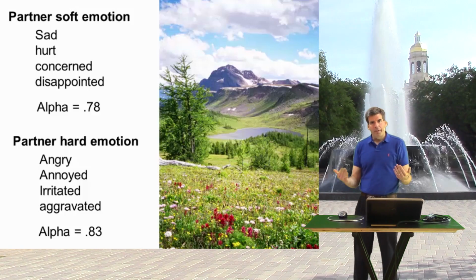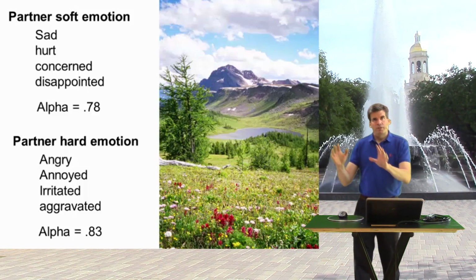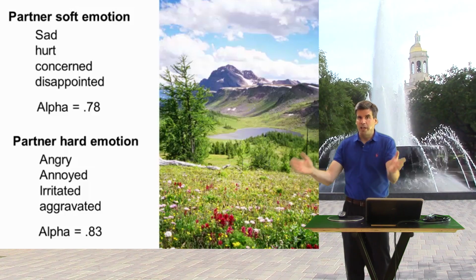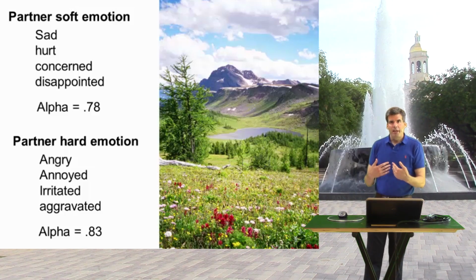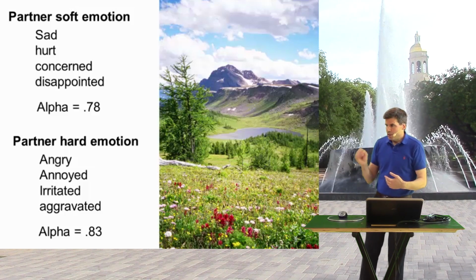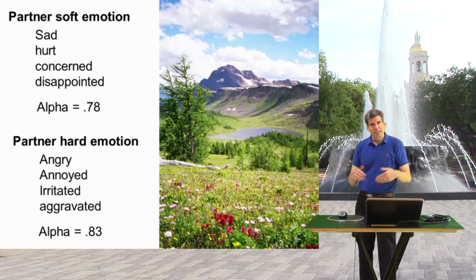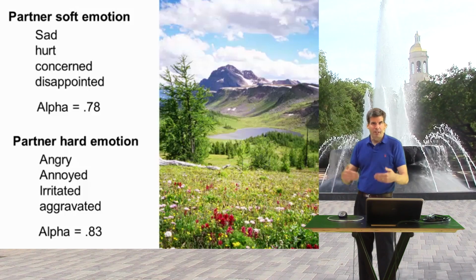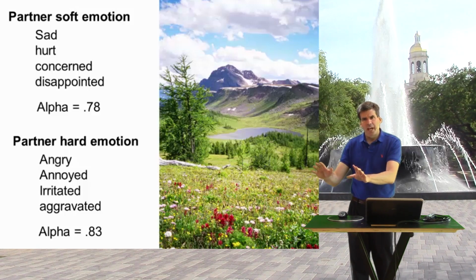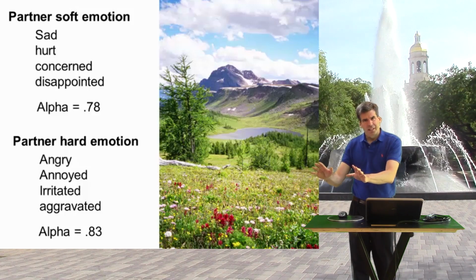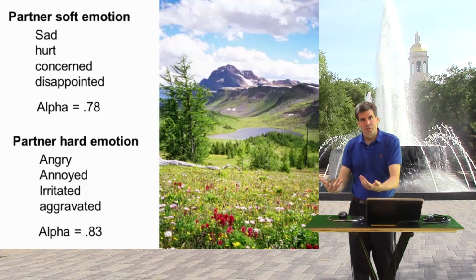So what I want to look at is, if you perceive soft emotion or hard emotion or flat emotion in a partner, does that correlate with the type of behavior you use? And our hypothesis is going to be that soft emotion actually is sometimes beneficial. And that if you look at your partner and think, my partner looks sad and hurt and concerned, that's likely to elicit more empathy and concern from you.